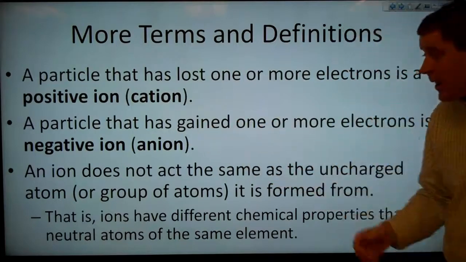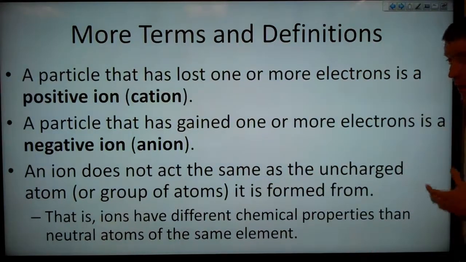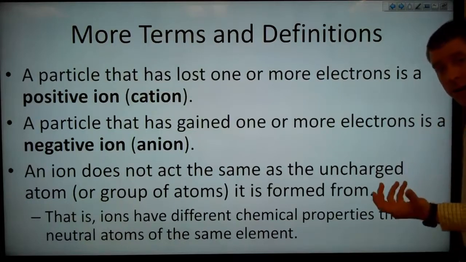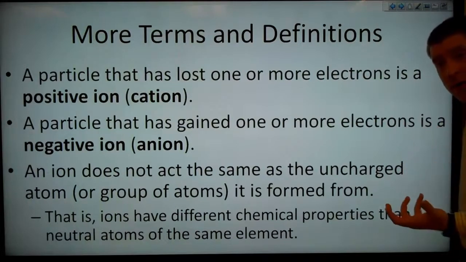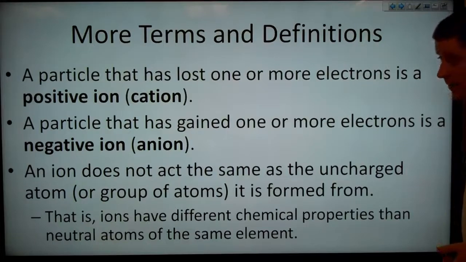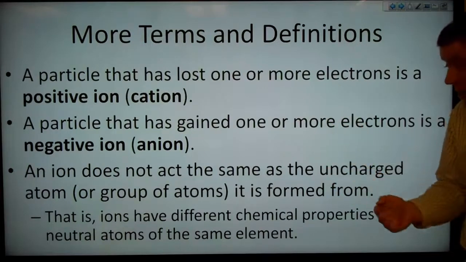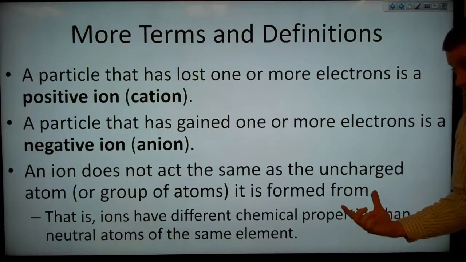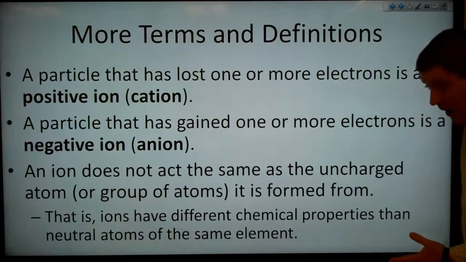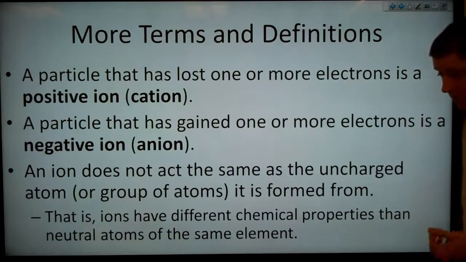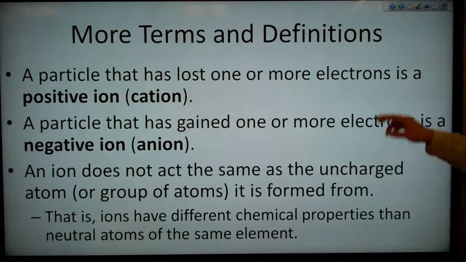On the other hand, a particle that has gained one or more electrons is a negative ion, because now we have more electrons than we have protons. We have more negative charges than positive, which means overall the charge is going to be negative. An ion does not act the same as the uncharged atom, or group of atoms, that it's formed from. That is, ions have different chemical properties than the neutral atoms or compounds of the same element.